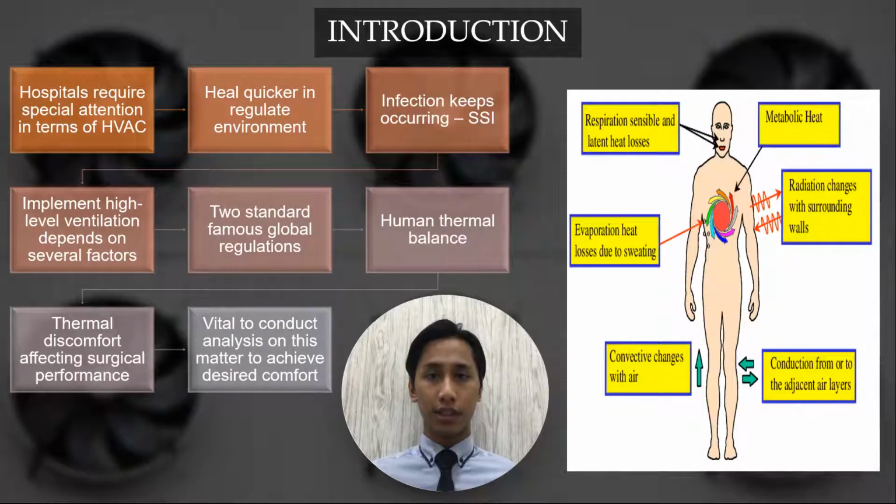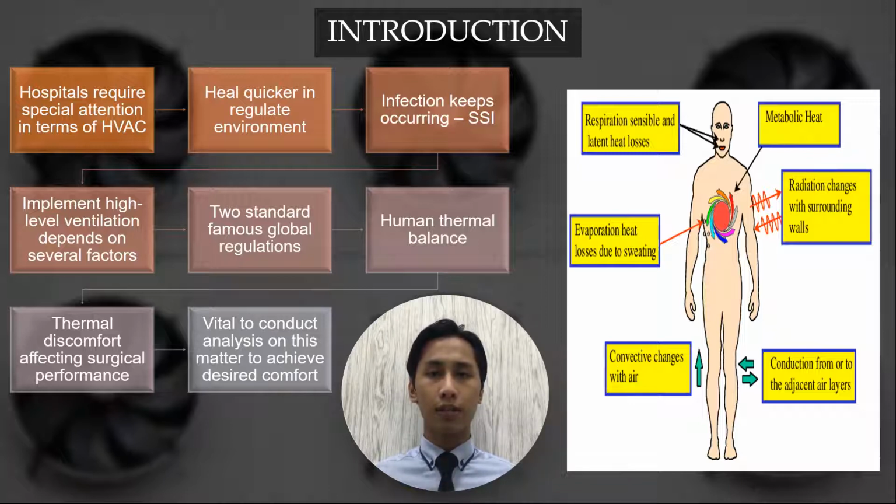As an introduction, hospitals always need special care in terms of heating, ventilating and air conditioning systems. Referring to the Dim Light chart, patients will heal quicker in a regulated environment and vice versa. Besides, diligent work has been conducted to improve the efficiency of the surgical sites. However, infection keeps rising and it is known as surgical site infection. Hence, it is vital to implement a high level of ventilation, referring to several significant factors to minimize the infection.